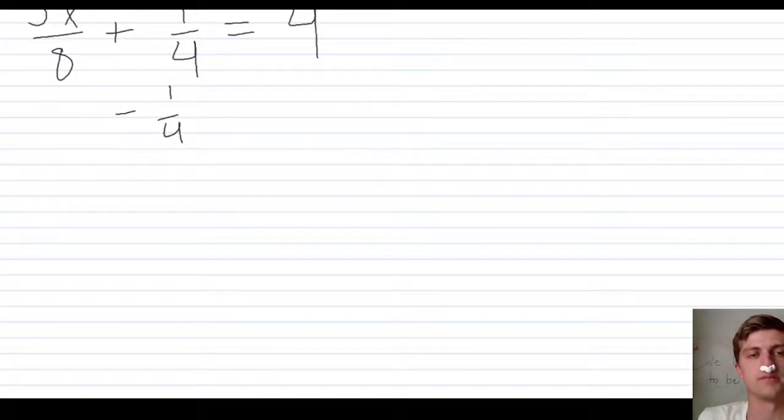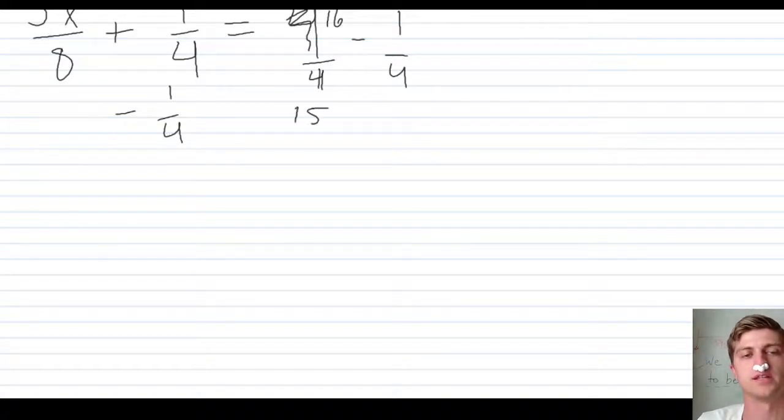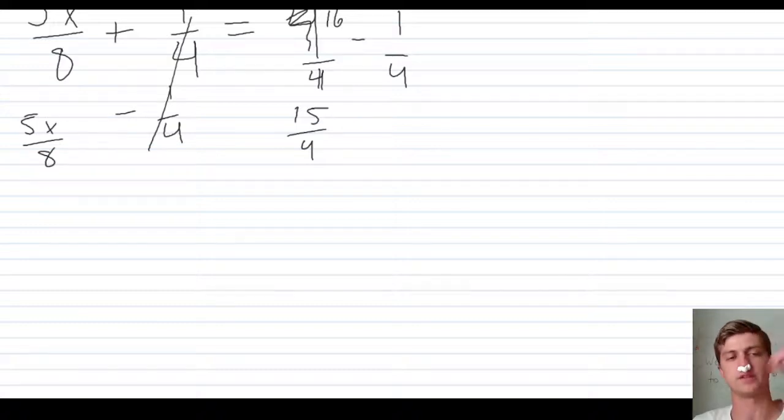I'll go ahead and put it up here for this case. We have two fractions. We can only subtract fractions if they have the same denominator. Make this a fraction. We have 4/1. To change the denominator to 4, we multiply both sides by 4. We get 16/4. 16 minus 1 equals 15, and then over 4. So now we have, these cancel. We're left with 5x/8 equals 15/4.